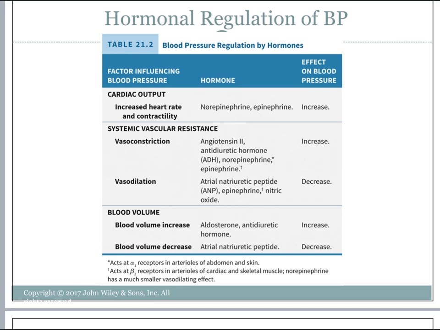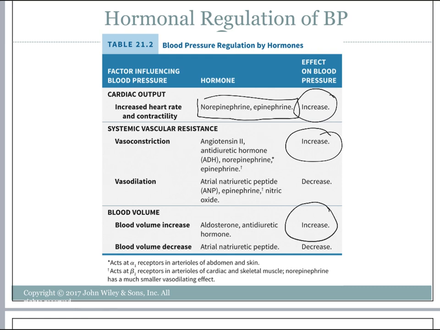So there's a couple take-home messages here. When we talk about the factors influencing blood pressure and the hormone and the effect on blood, look at our overwhelming increase in blood pressure. So cardiac output, increased heart rate and contractility: adrenaline, norepinephrine, and epinephrine. Result, increased blood pressure. Vasoconstriction: angiotensin 2, antidiuretic hormone, norepinephrine and epinephrine increase blood pressure. When we talk about blood volume, increases with aldosterone or ADH, antidiuretic hormone, increase blood pressure.